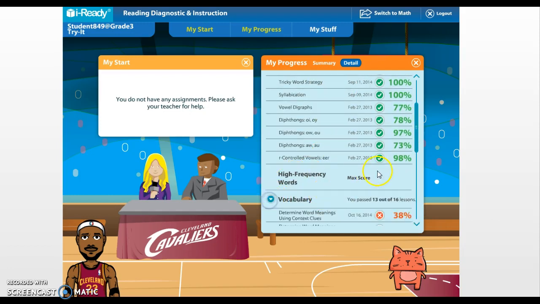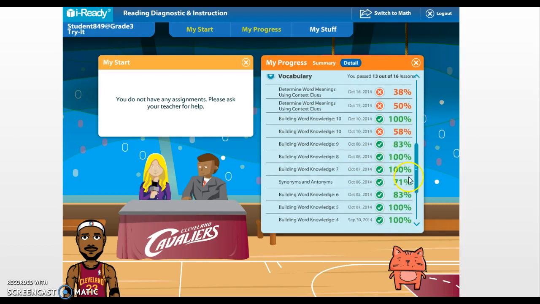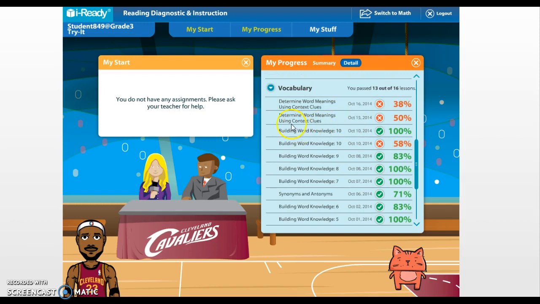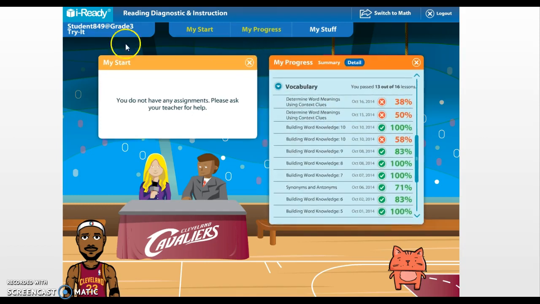If I come down here to vocabulary, I see some that are not 70 or above, but I can also see where this person failed a lesson, but then they went back the next time and passed it. So I feel like that's pretty good. This one with context clues, this person has actually failed 2 times in a row. So that might be a time where you might want to raise your hand and say to your teacher, hey, I think I'm going to need a little bit of help to get through this lesson. Do you think you can sit with me and talk me through some of these problems so I get some help? That's the best thing that's really going to help you with iReady.